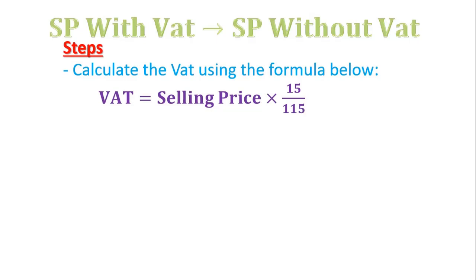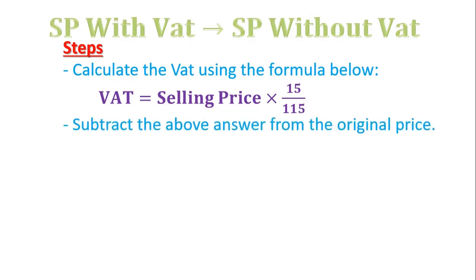Alright, so VAT equals the selling price times 15 over 115. Once we've got the VAT, we then subtract it from the selling price with VAT, and we'd get the selling price without VAT. Let's look at an example and see how this works.